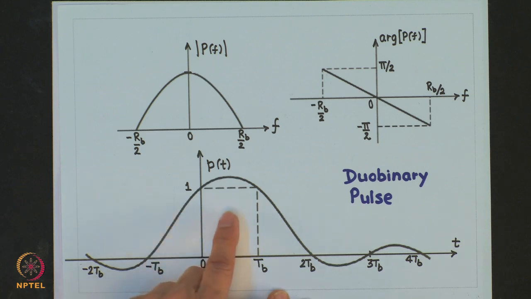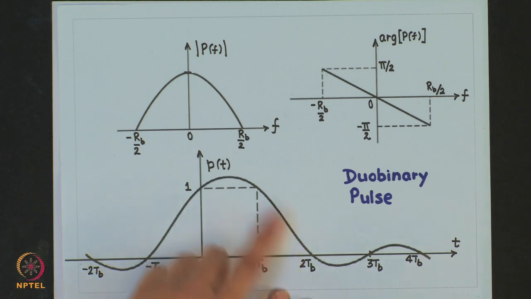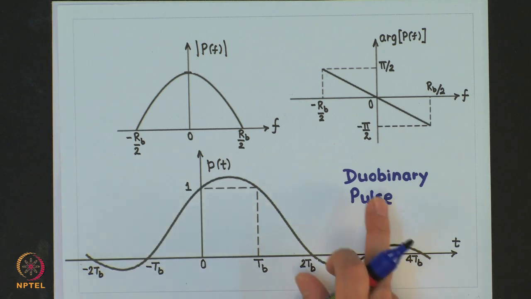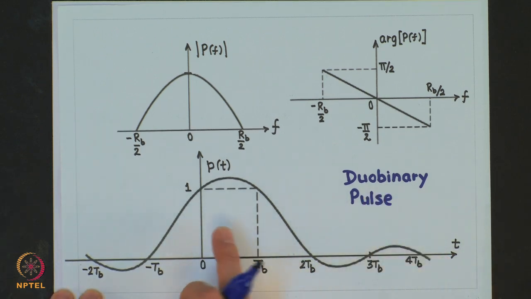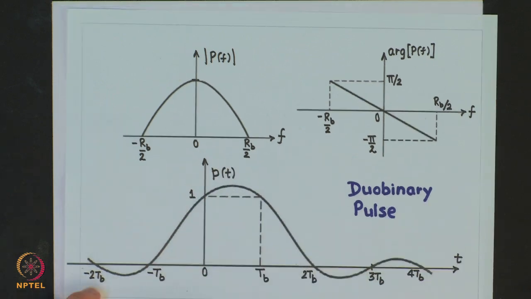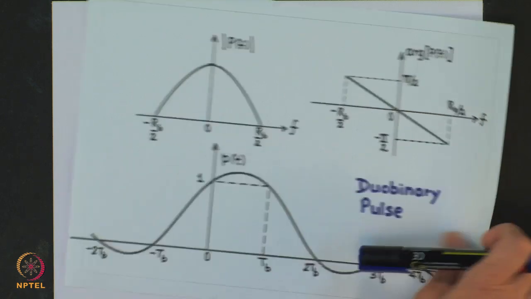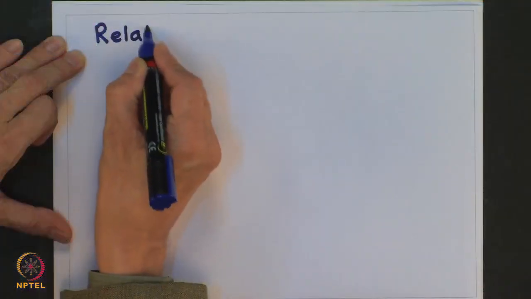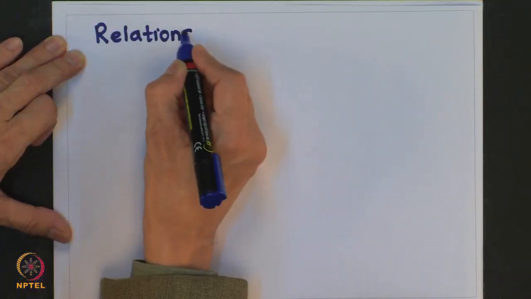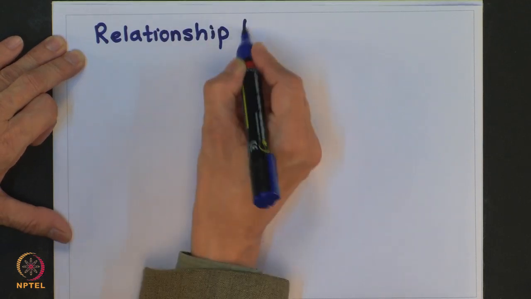Now, the response to any one input pulse is spread over more than one signaling interval. So, in any one interval, the response is only partial, and hence the name partial response signaling comes. Correct? And duobinary pulse also could be considered, because we are using two sinc pulses to obtain this duobinary pulse. Now, quickly let us look at the relationship between the 0 ISI pulse and the duobinary pulse.